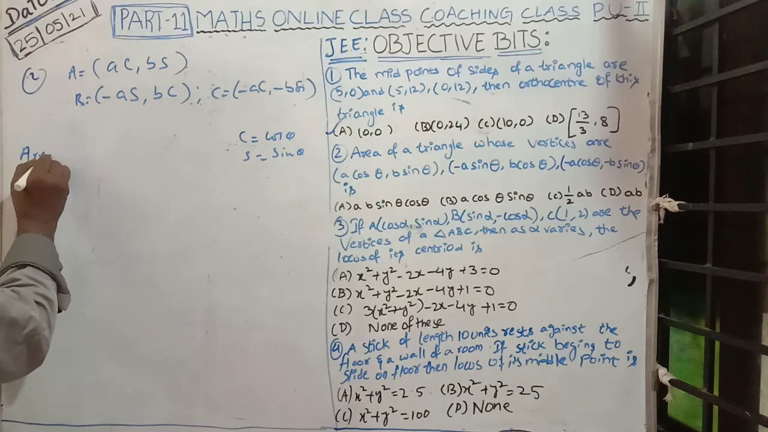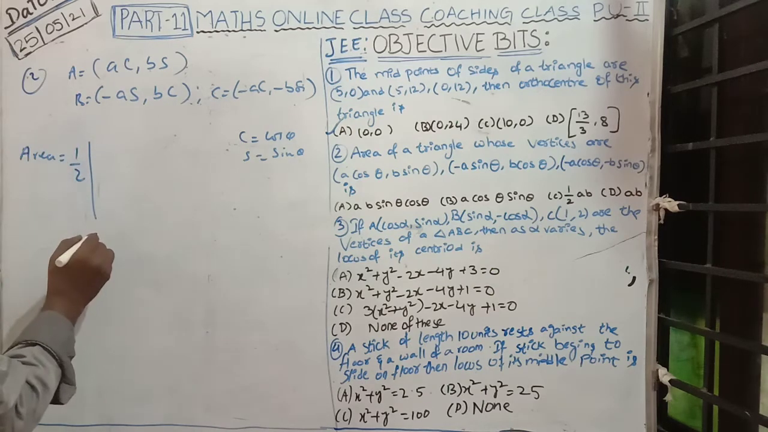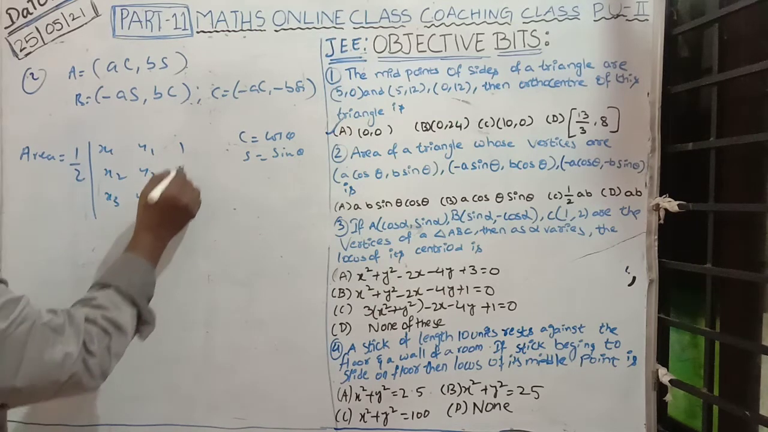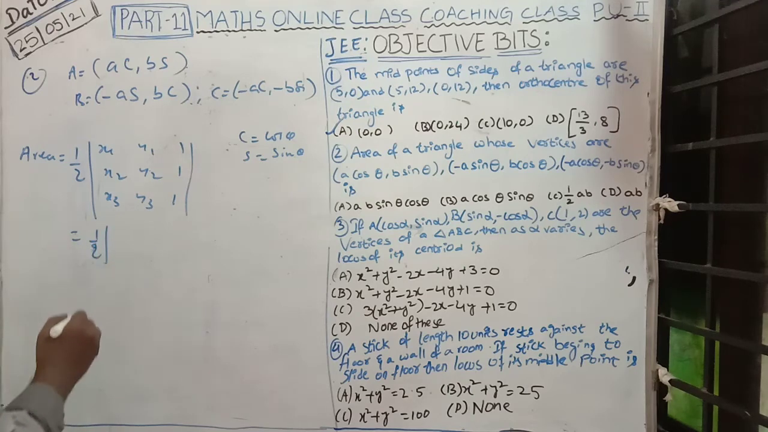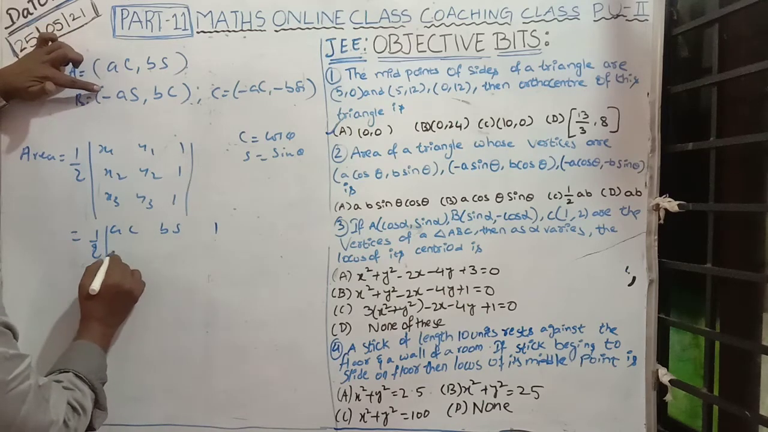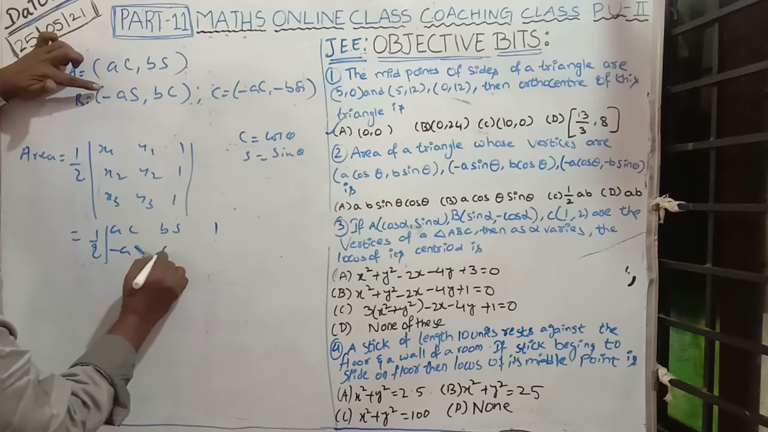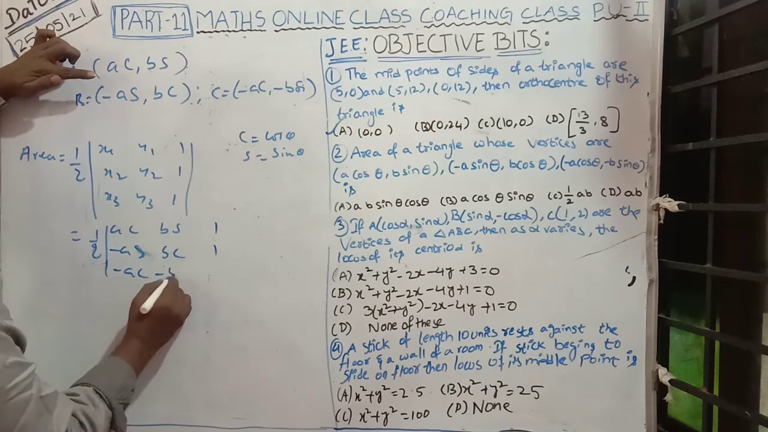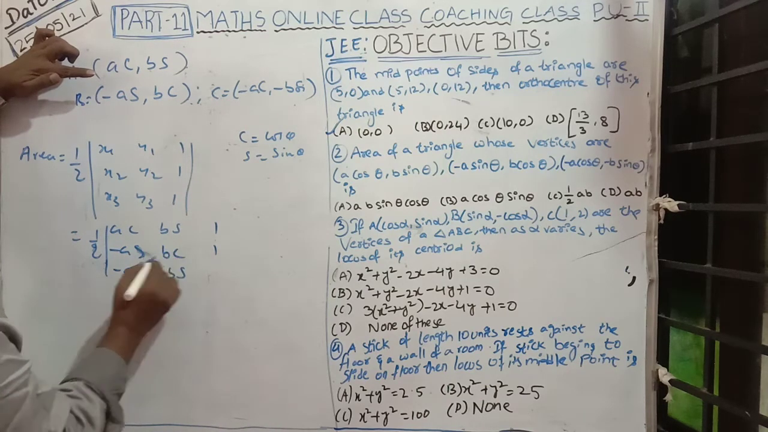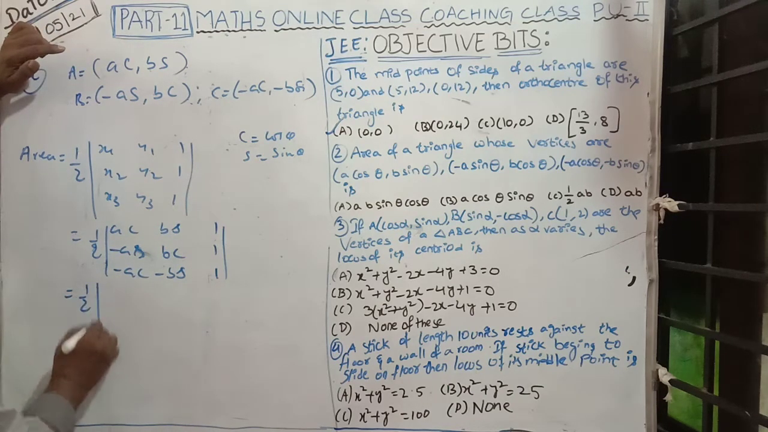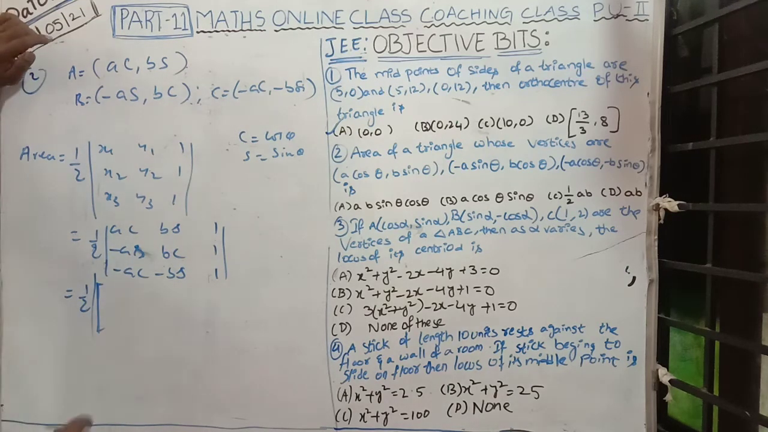Area, a formula is there. Area is 1 by 2, x1 y1 1, x2 y2 1, x3 y3 1. Like that, x1 is this one. Cos theta, B sin theta, 1; minus A sin theta, B cos theta, 1; it is minus A cos theta, minus B sin theta, 1. Okay, na? That is equal to 1 by 2 of. It is in determinant that can be expressed.